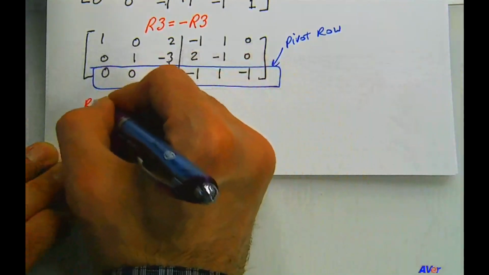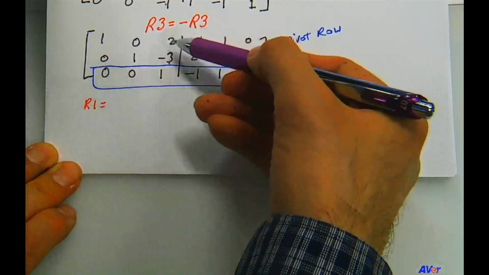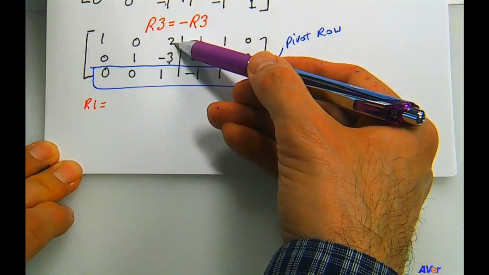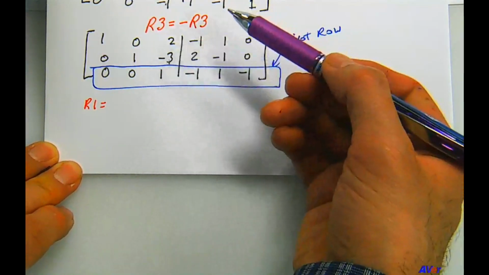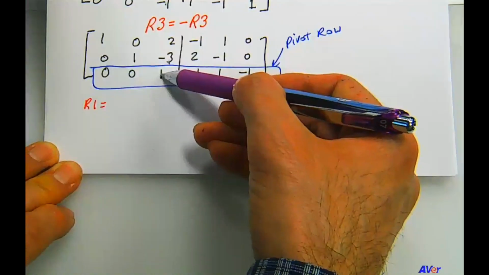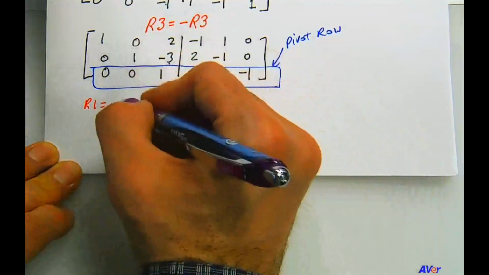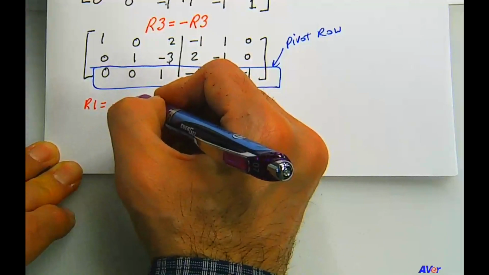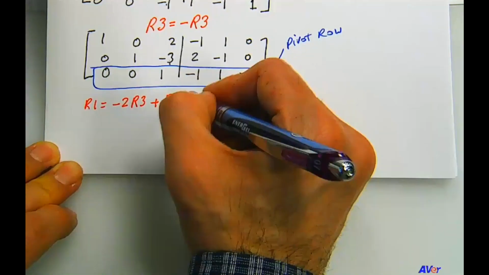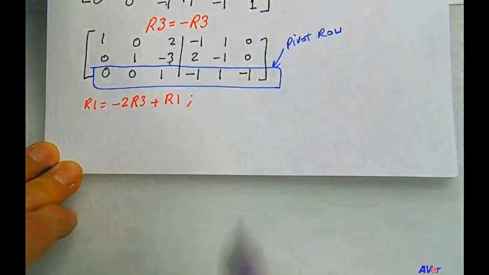Row 1 is equal to, all we need is a -2, so we can add it to this 2 and get 0, right? Where is the -2 going to come from? Multiplying the pivot row by -2 will give us that, and we can add it. So -2 times row 3 plus row 1. It's going to give us that.